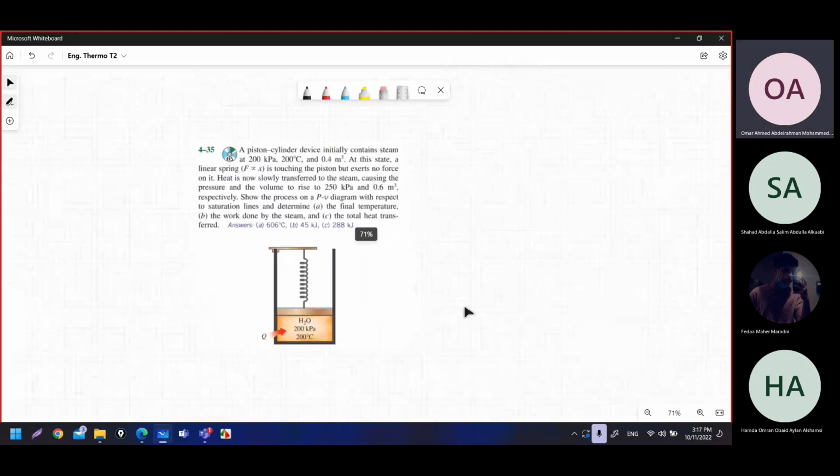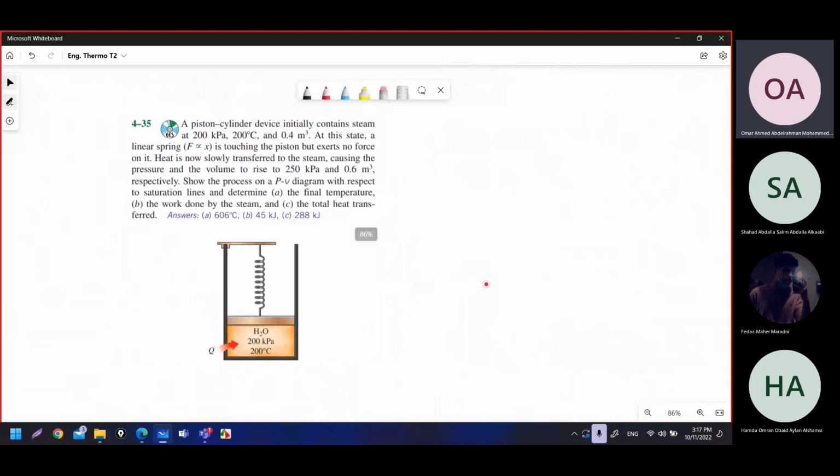So we have a piston cylinder device that initially contains steam. So I know that I will use tables A4 to A6. In the previous question, we had air, so we used the ideal gas law. When you have steam, use A4 to A6. When you have refrigerant, you will use A11 to A13.